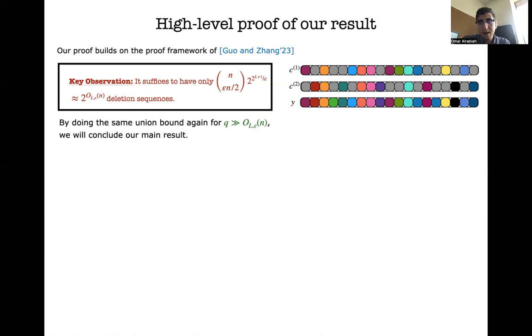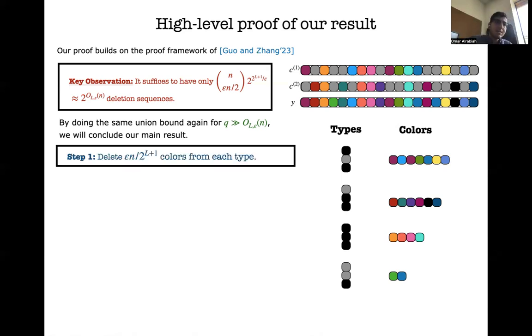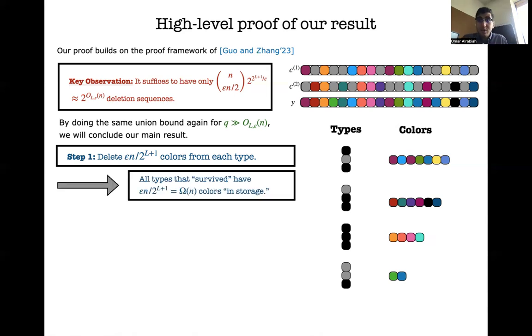So consider any agreement pattern that we have on the right, and we categorize the colors based on their types, just the way they agree in each coordinate. And you get a very small, constant number of types, and therefore each type class has a lot of colors in it. Our first step is we delete some fraction of colors from each type. The reason we do that is because if you look at all the types that have survived after deleting this amount, then each one has actually omega n colors in storage.